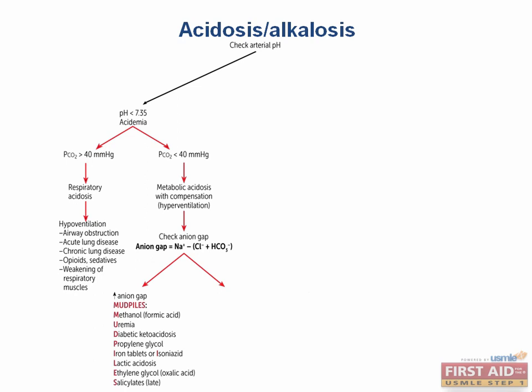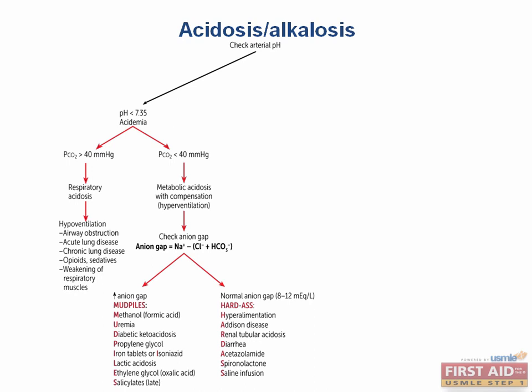If the patient has a normal anion gap but still has a metabolic acidosis, then the causes of this can be remembered by the mnemonic, HARDASS. This stands for hyperalimentation, Addison's disease, renal tubular acidosis, diarrhea, acetazolamide, which is a carbonic anhydrase inhibitor, spironolactone, which is an aldosterone antagonist, and saline infusion.